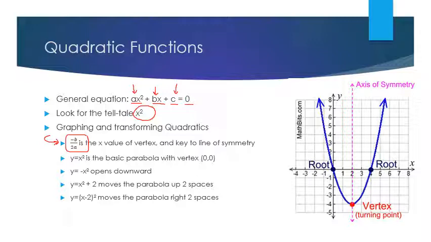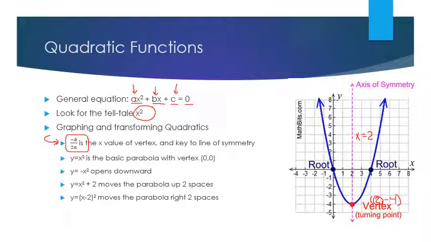So if you look at this example over here, you can see that the vertex down here is 2,-4. And this 2, the x value, is the one that you can find with that formula, and it's also key to this axis of symmetry or line of symmetry. This is the line x equals 2. So when you find this number, it is not only the x value of the vertex, but it's also the way you name the line of symmetry that comes in between both of the sides of the parabola.